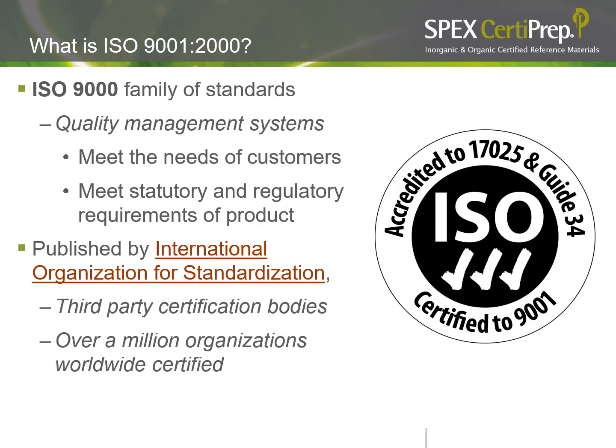So students, the ISO 9000 family of standards is focusing on quality management systems to meet the needs of the customers and to meet the statutory and regulatory requirements of the product, which is published by the International Organization for Standardization. Although both ISO 9001 certification and ISO 17025 accreditation do have some overlap, they are more or less independent.